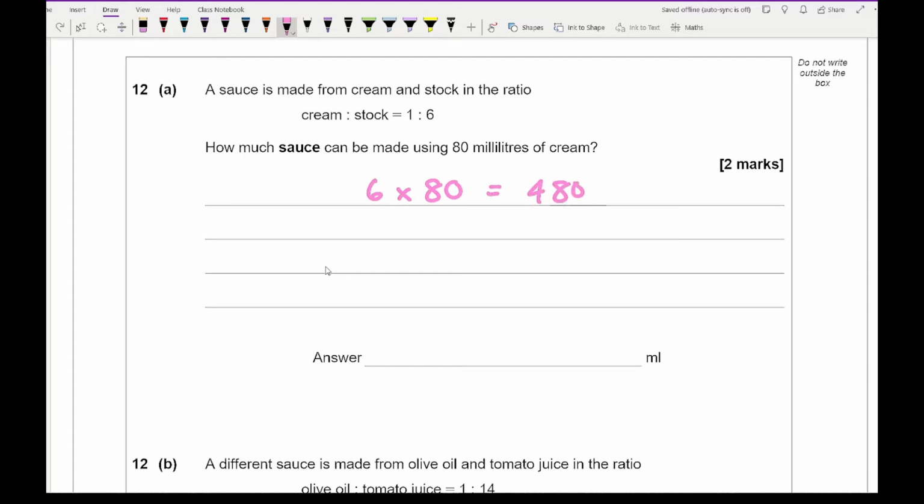Now for this is the amount of stock, and the question is asking how much sauce is made. So what I then need to do is add 80 millilitres of the cream, and then add those two numbers up. Again I could just use the calculator for this, but I get an answer of 560 millilitres.